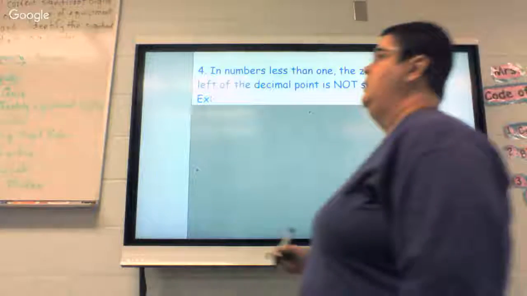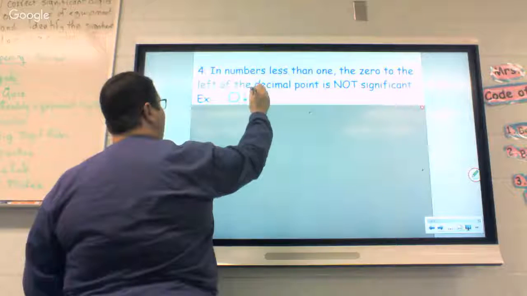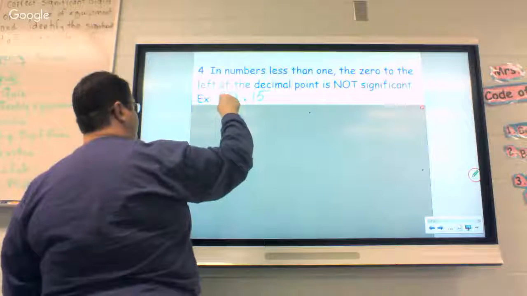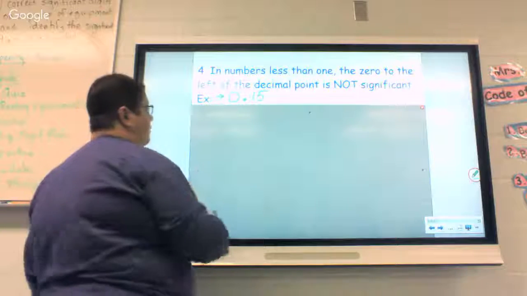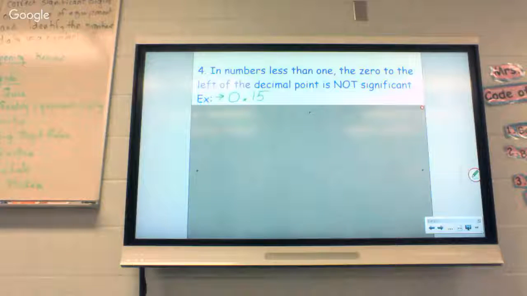So, something like 0.15. We're talking about that 0 right there. All right? What's that zero's function? Because a lot of you would just write 0.15 and wouldn't include that 0. So, what's its function? Why is it there?